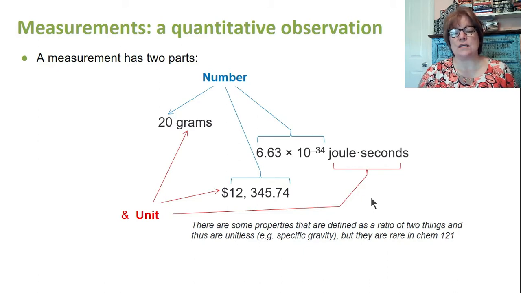Some of the units can be a little bit funny. For instance, when we talk about money, the dollar sign is a symbol unit that comes before the digits. That's a little bit unusual, but they all are going to have some kind of unit. So grams, sometimes they're multiplied units, like joule-seconds.